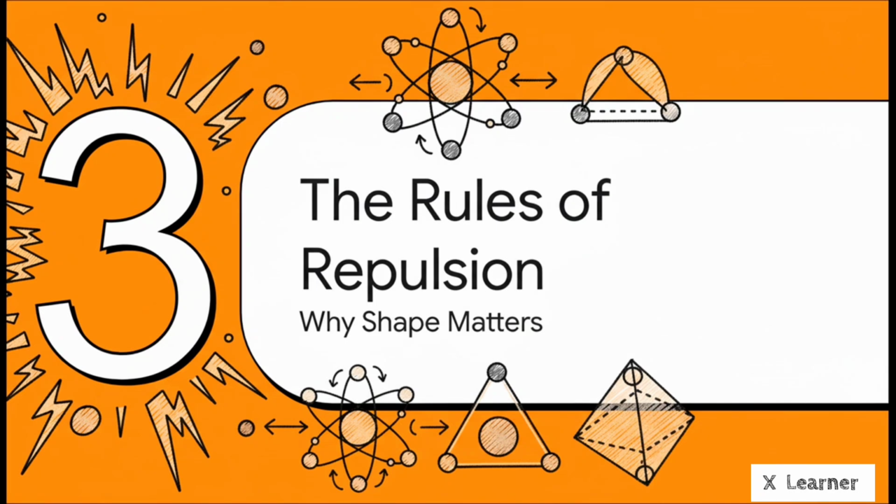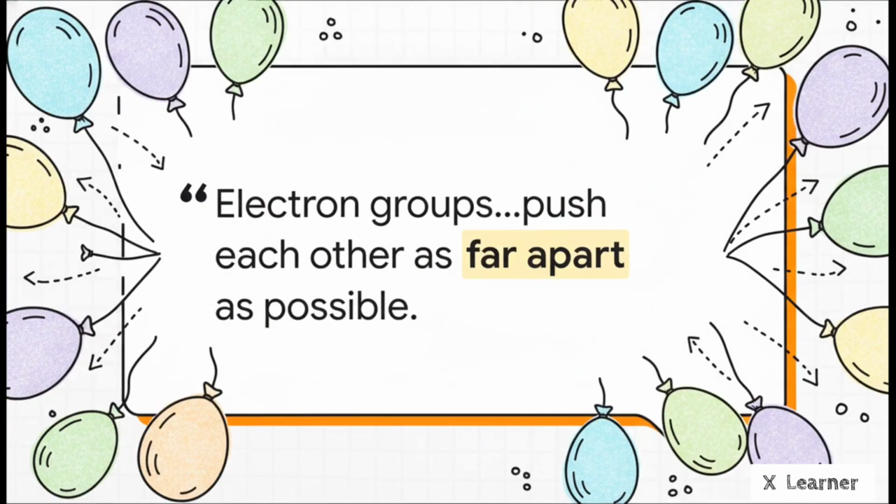Just sticking together is not the whole story. The final 3D shape of a molecule all comes down to how those electrons are arranged, and it's driven by one simple, powerful rule. They all push each other away. The absolute key principle here is that all the groups of electrons hanging around that central atom repel each other. I love this analogy. Think of a bunch of balloons that you've tied together at the knot. What do they do? They automatically spread out, right? They push on each other to get as much personal space as possible. Electrons do the exact same thing.